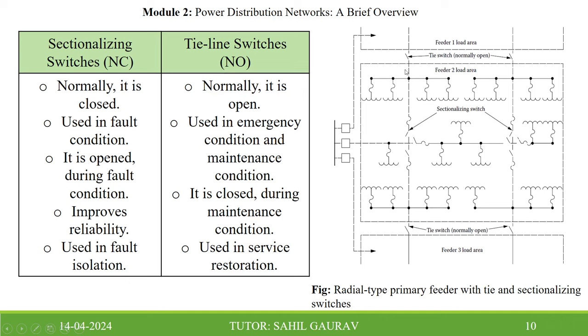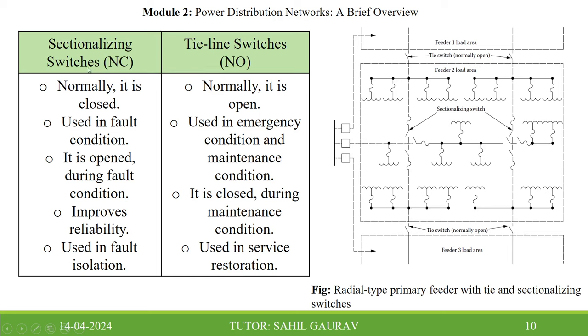by closing these tie line switches we can take power from the other feeder area, while with these sectionalizing switches we can isolate some faulty part in that feeder area. So sectionalizing switches get open during fault condition, while tie line switches get closed during maintenance condition, or you can get power supply during the emergency condition from the other feeders.